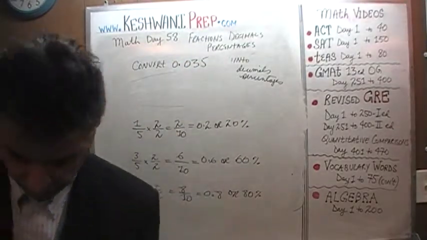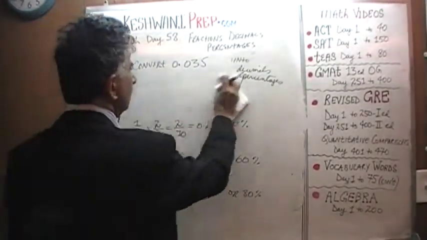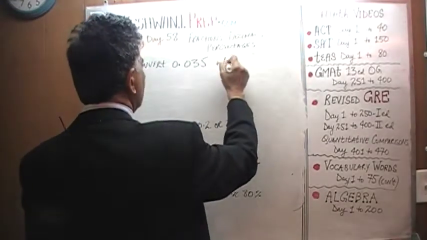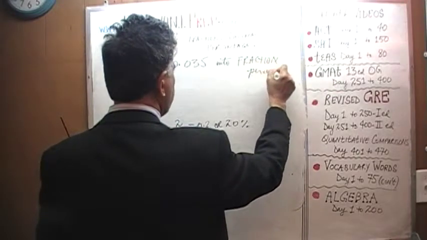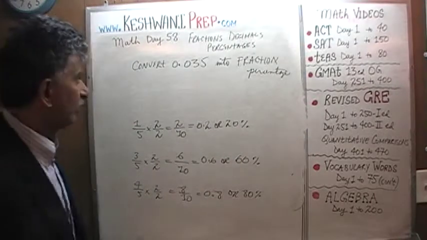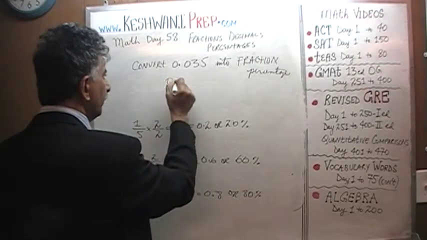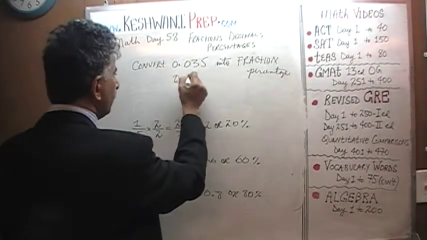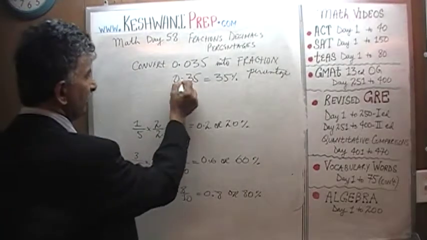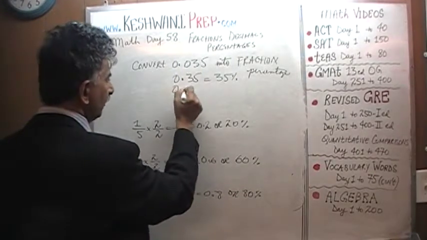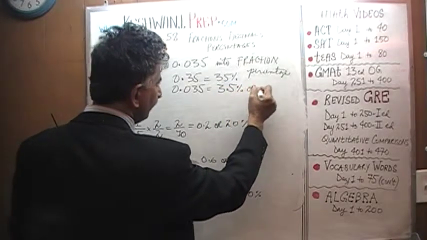0.035 into a fraction and percentage. Well, percentage is very straightforward. We know that 0.35 is 35%. We don't have 0.35, we have 0.035. Therefore, 0.035 is just going to be 3.5%.